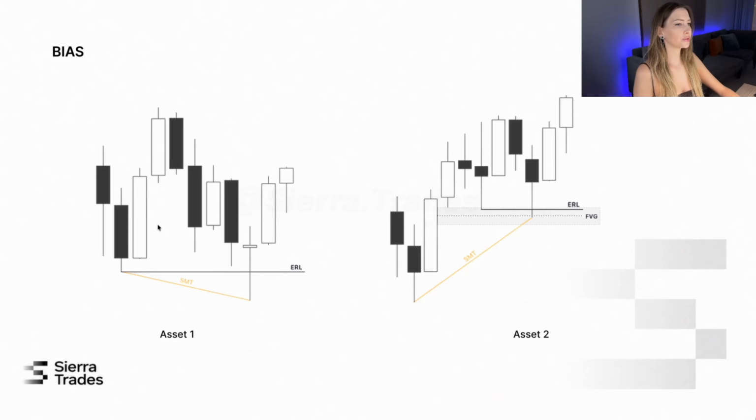Now, the first way I use this is for bias, and I'm not using the SMT on its own here. I'm using it as confluence alongside the other tools I already showed you in my bias video. So for example, I can have a fair value gap and an SMT lining up together, or an ERL and the SMT lining up together. It's just another piece of confluence added to what I'm already looking at. If you haven't seen how I build my full bias, go check that video, because this is just one more layer on top of that same process.